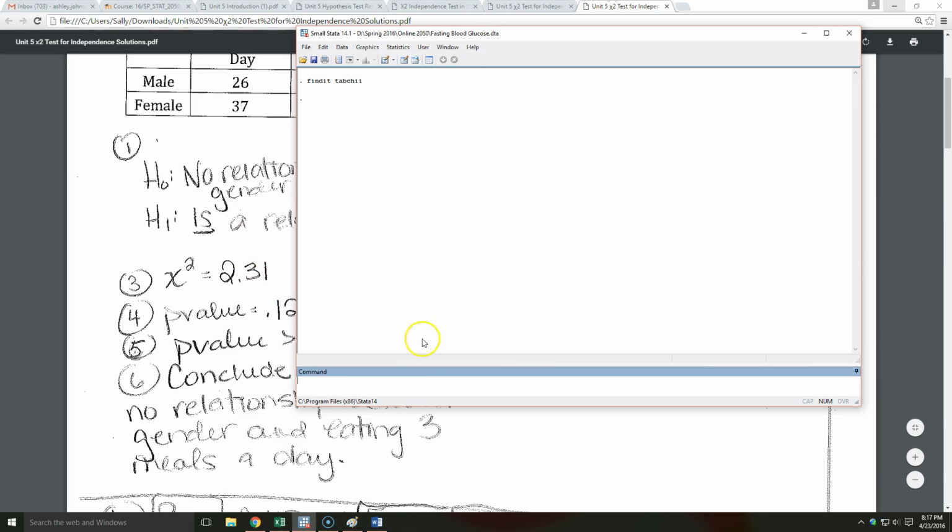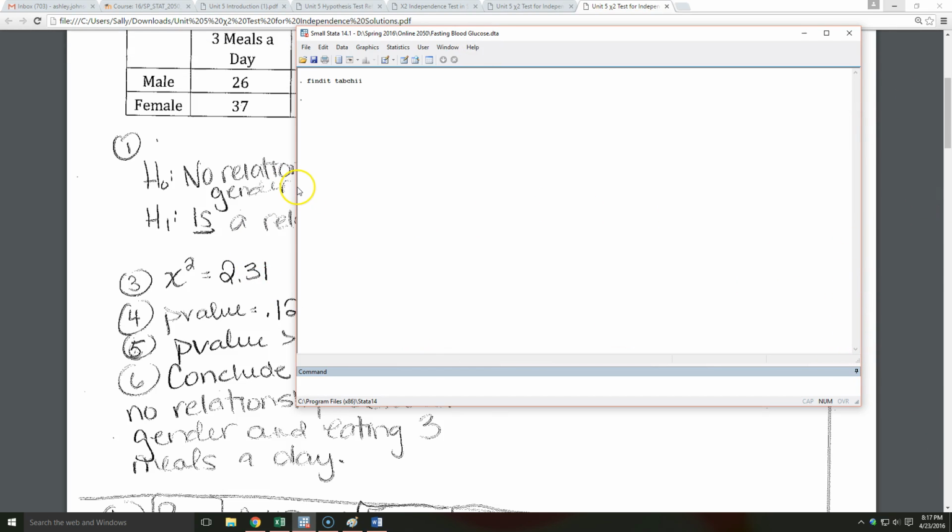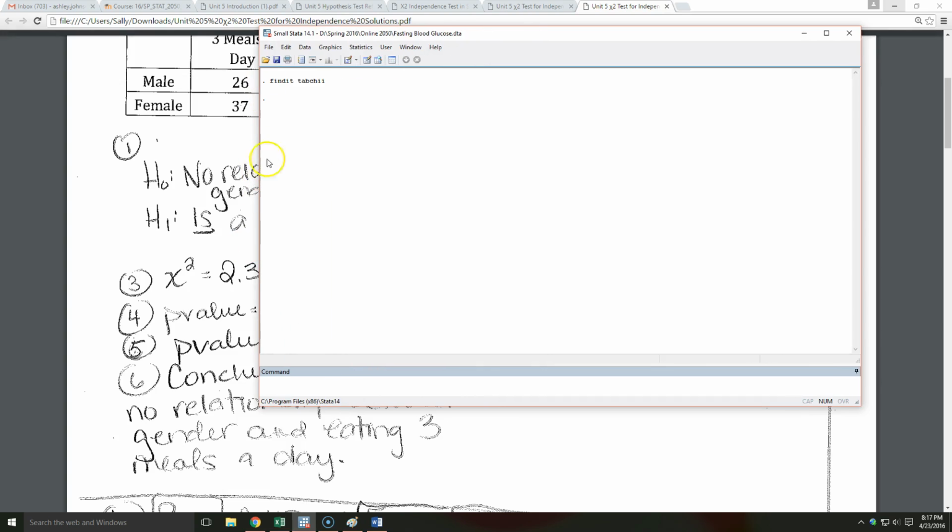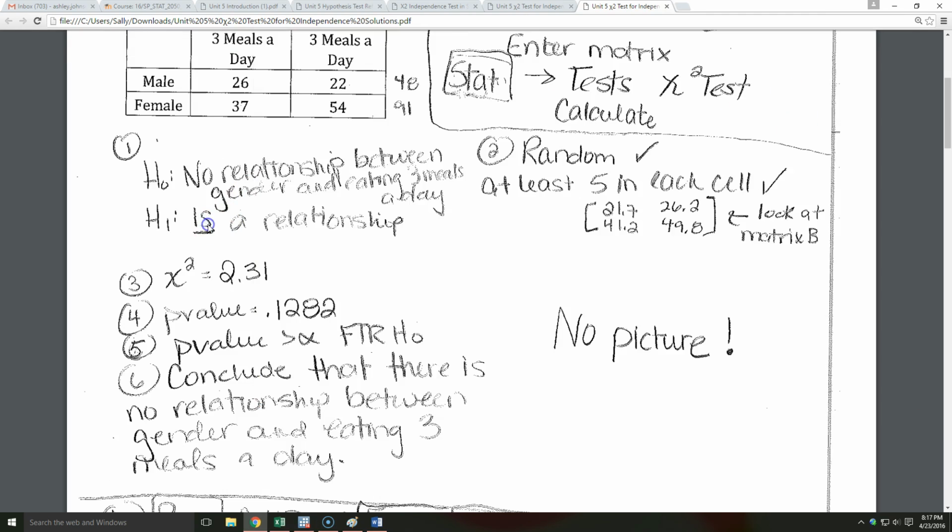So mine is going to look a little bit different than yours because I closed out of one of my viewers here. So if you have a menu on the left side or right side, that's totally normal.